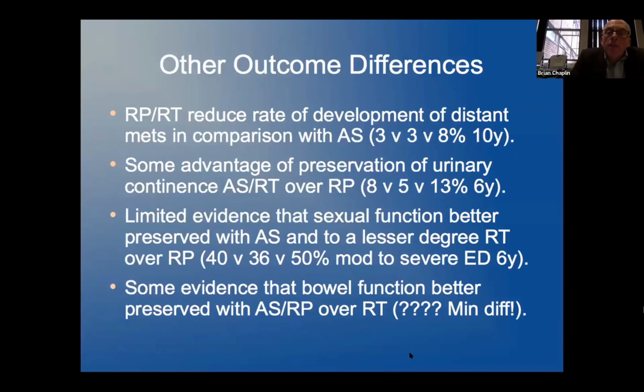What other outcome differences were there? Well, they're all, to me, very, very minimal. I put them down just because this was published as part of PROTECT-T. Radical prostatectomy and radical radiotherapy does reduce the rate of development of distant metastases in comparison with active surveillance in men with low and intermediate risk tumours, 3% versus 8% at 10 years. Again, this looks further and all these differences get smaller.